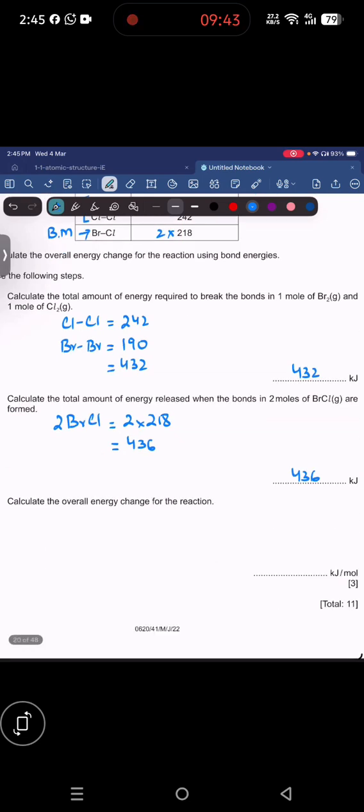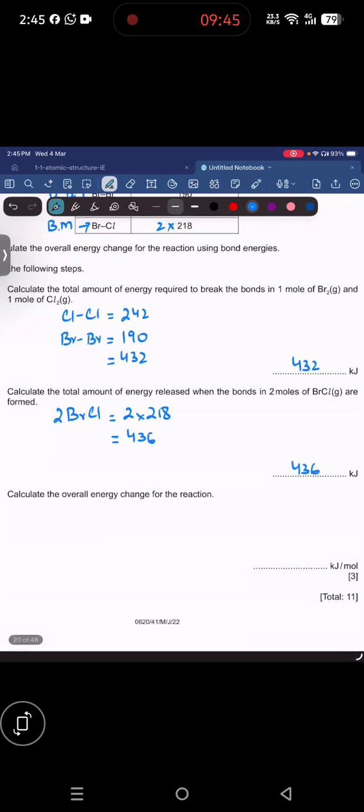Now the formula for delta H, overall energy, is bond breaking minus bond making. So the bond breaking is 432 minus 436. The answer is -4, so -4 kilojoules per mole.